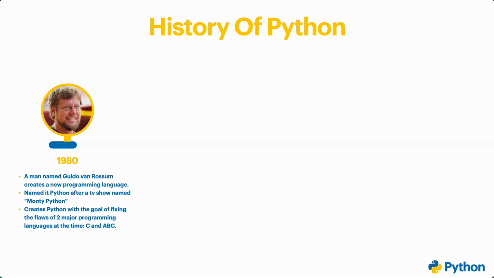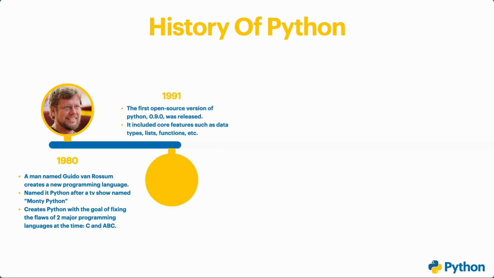Now, Python wasn't actually released to the public until 1991, when Python 0.9.0 was released. This version of Python just included core features such as data types, lists, and functions. Now, if you don't know what data types, lists, and functions are, do not worry, we'll be getting into those later on in this course. But 1991 was basically when the first version of Python was released, and it was pretty bare bones.